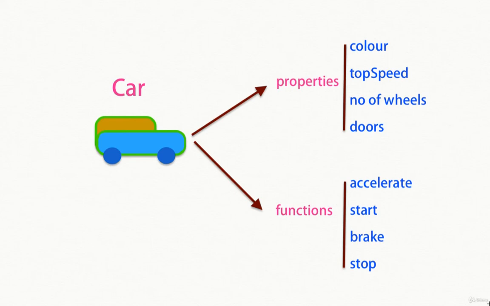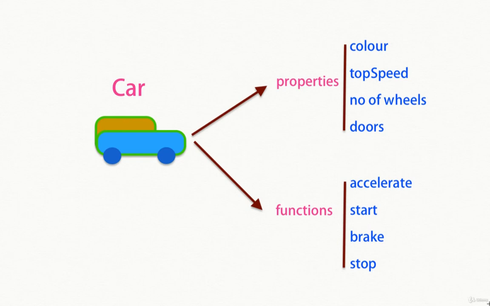And the second thing a class has is functions. So what functions can a car perform? It can accelerate, it can start, we can apply brakes and we can stop the car. Any mechanism or process that this car has, any functionality of this car goes in the function part. So a class has only two things, properties and functions.